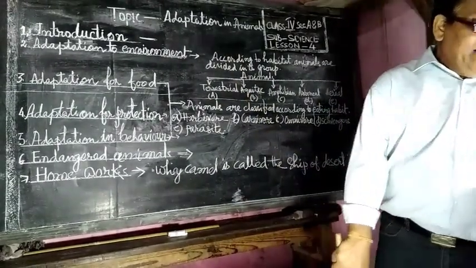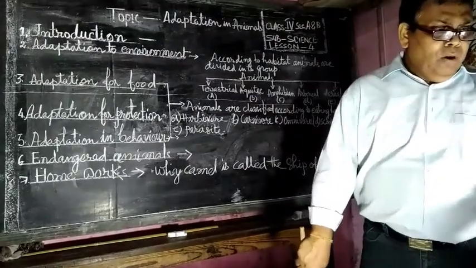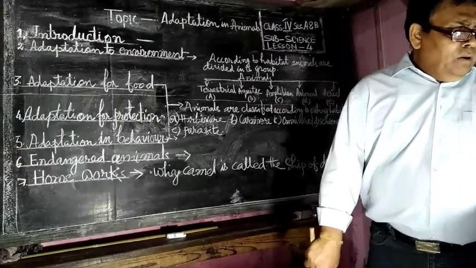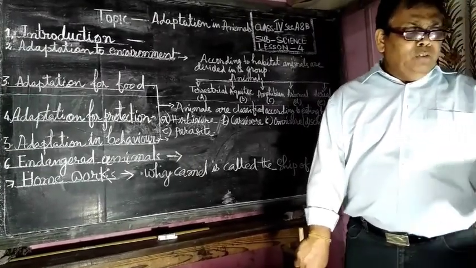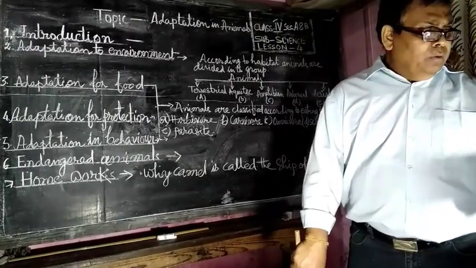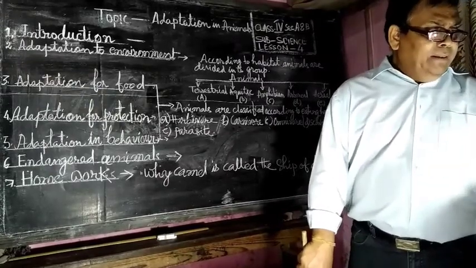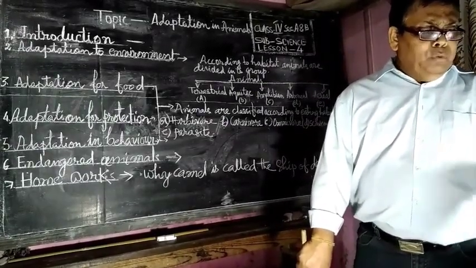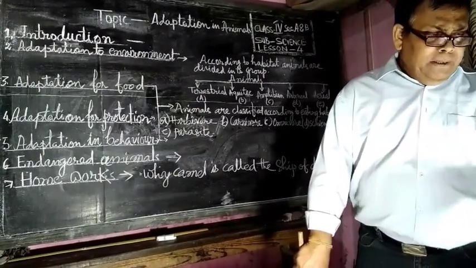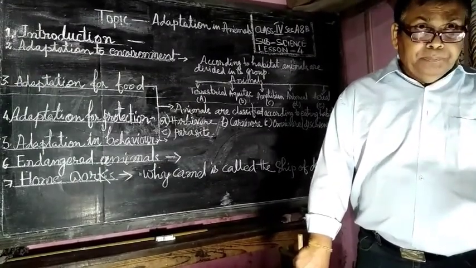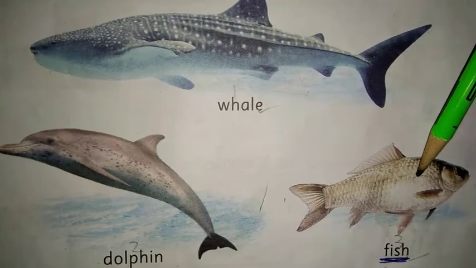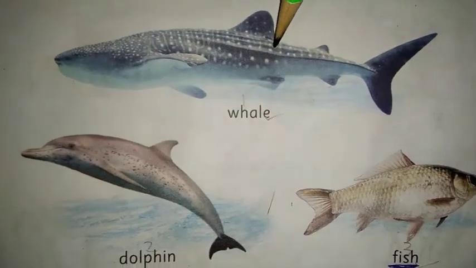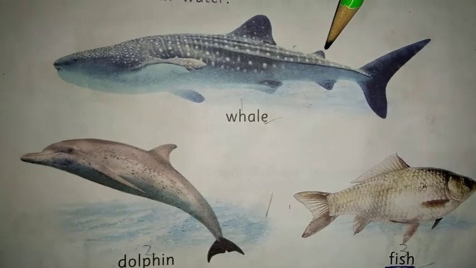Animals that live in water are called aquatic animals. Most aquatic animals breathe through gills, except walrus, whale, and dolphin. Both of them breathe through lungs. See the picture. Fish breathe through gills, and dolphin and whale breathe through lungs.